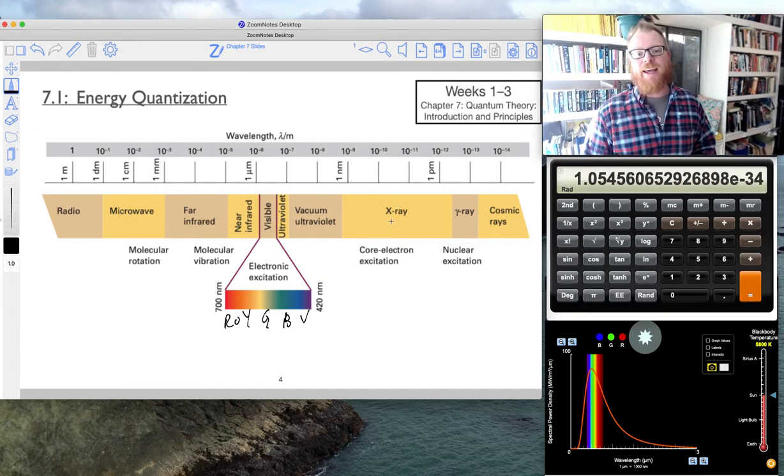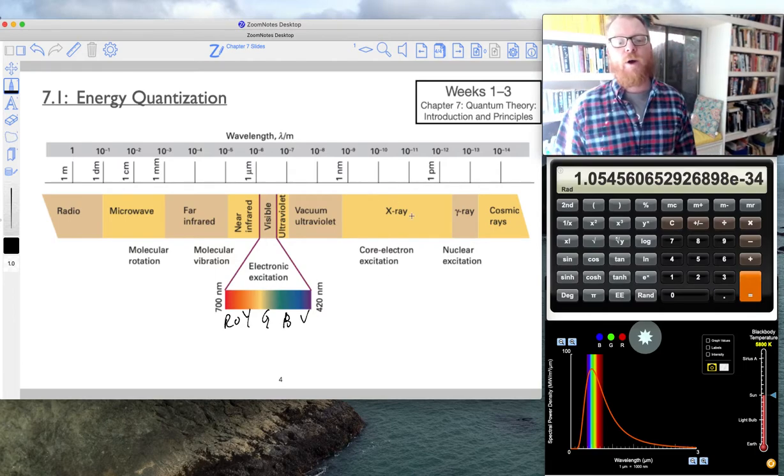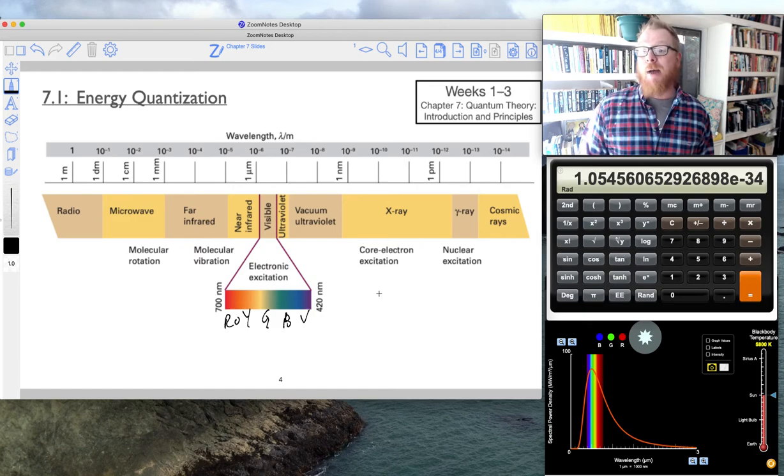As we keep going, we get into X-rays. Notice here that under X-ray, we get core electron excitation. So that's some pretty high energy stuff. We're going to note that this corresponds to X-ray photoelectron spectroscopy. We're going to learn about that type of spectroscopy as we go. We're not really going to go any past X-rays, though you notice here if we got into gamma rays, we would be getting into nuclear excitations.